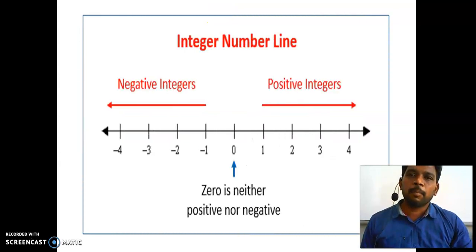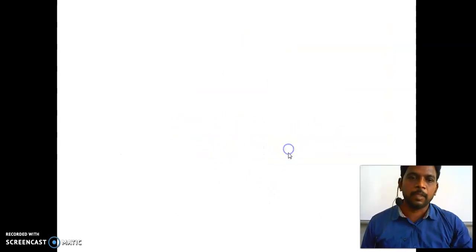And the next, third type of numbers, integers. Integers contain all types of numbers. They are negative integers and also positive integers, including 0. So that is your number line. In this number line, the left of 0 is negative integers and the right of 0 is positive integers. And what about 0? 0 is neither positive nor negative. Already we know that. So this set of numbers is known as integers. That is the representation of the integer line.